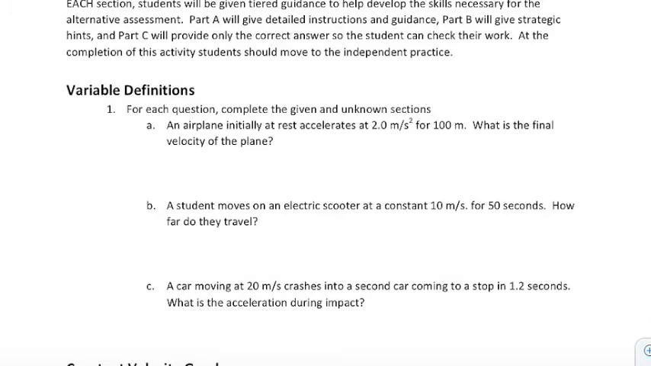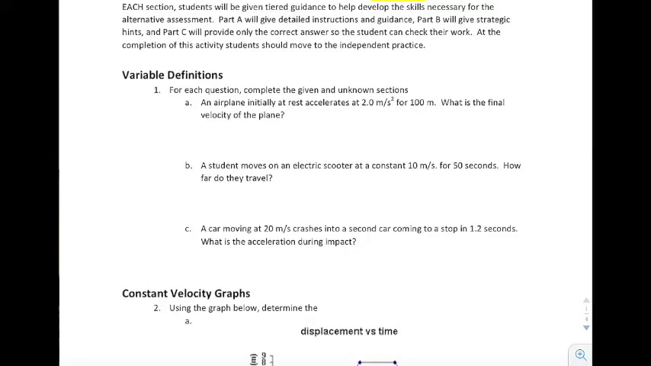Unit 2 Remediation Guided Practice. So we're going to go ahead and get started as far as what you saw on the previous test. The first thing is you need to be able to define your variables. For each question, you have the given and the unknown sections.